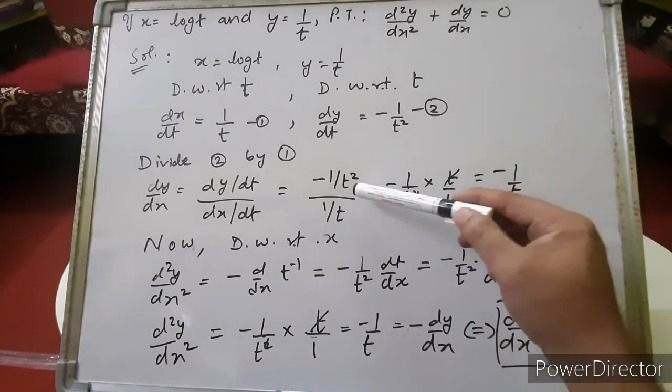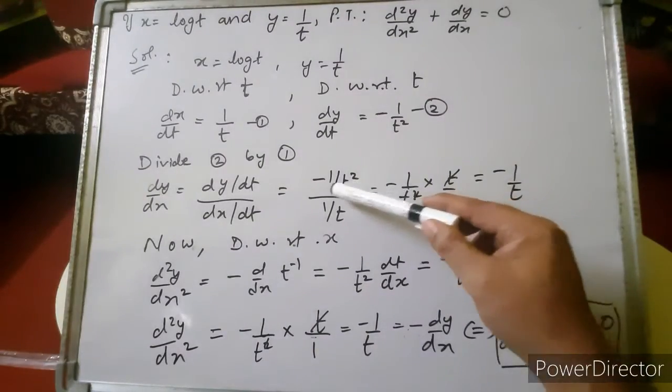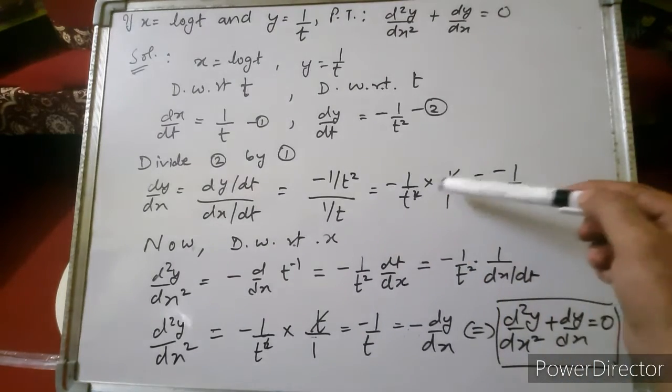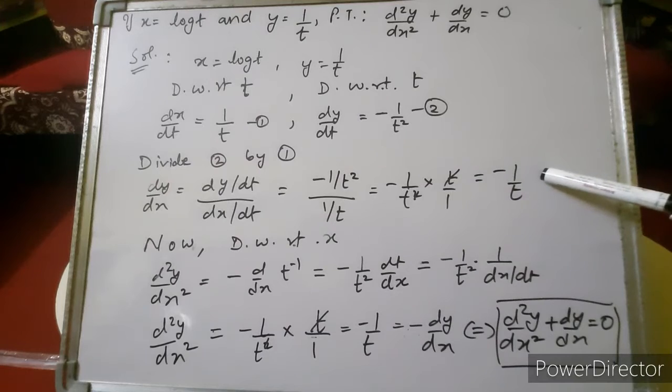Right. Now when we put dy by dx as minus 1 upon t square upon 1 by t, this t will get reciprocal and it will get cancelled. So the value of dy by dx will be minus 1 upon t. Remember this, dy by dx is minus 1 upon t. Now we have obtained dy by dx. We have to find the value of d2y by dx2.